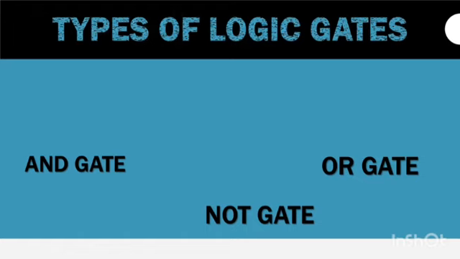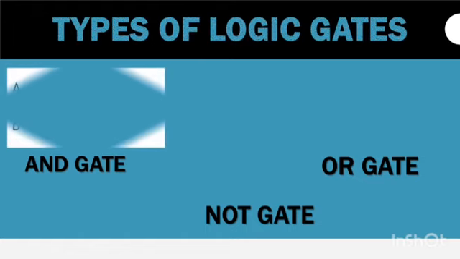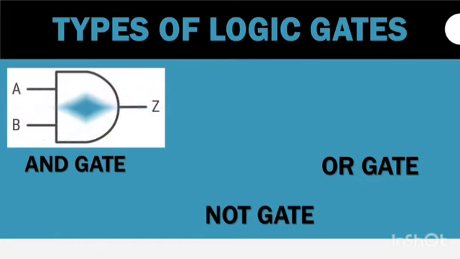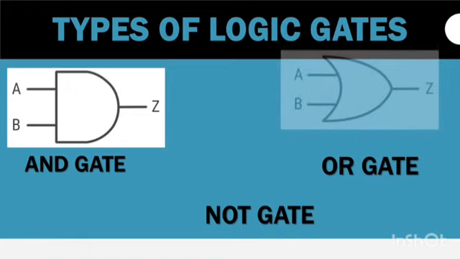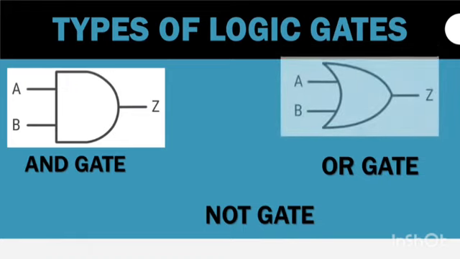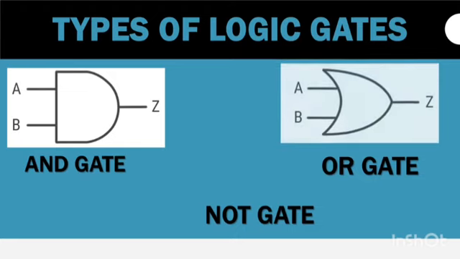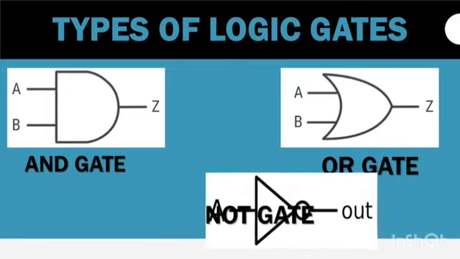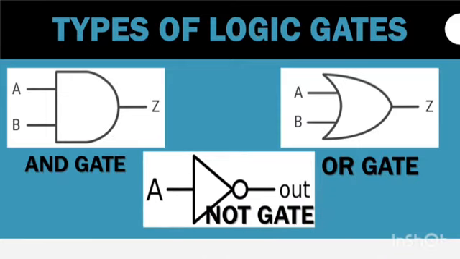We have three types of logic gates basically. We have the AND gate, the OR gate, and the NOT gate. Both the AND gate and the OR gate use two inputs, but the NOT gate uses just a single input. Now we'll take each of them one by one, and look into them in detail. We'll begin with the first one, which is the AND gate.